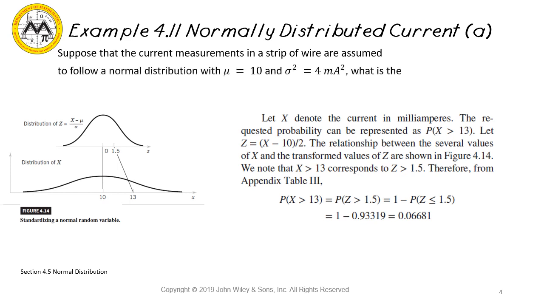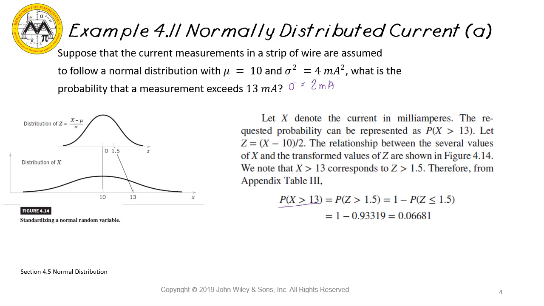Example. Suppose that the current measurements in a strip of wire are assumed to follow a normal distribution with mean 10 and variance 4, meaning sigma would be equal to 2 milliamperes. What is the probability that the measurement exceeds 13 milliamperes? That would be the probability that the measurement is greater than 13. Let x denote the current in milliamperes. The requested probability can be represented as the probability of x greater than 13.